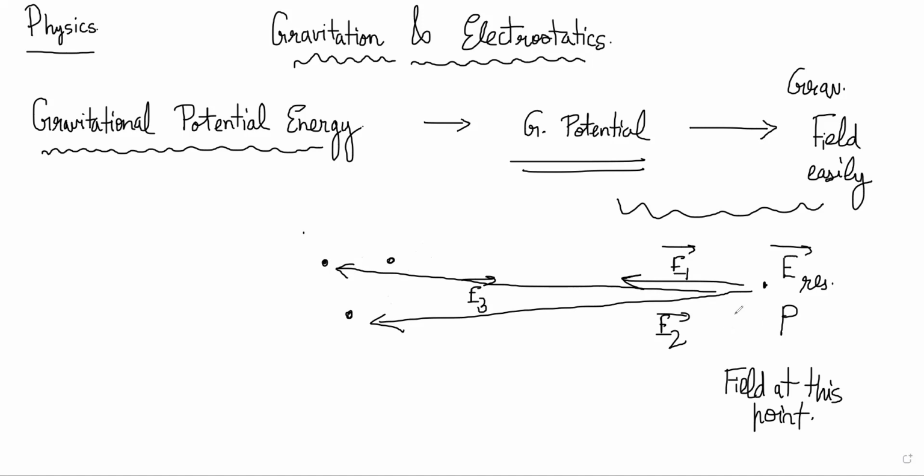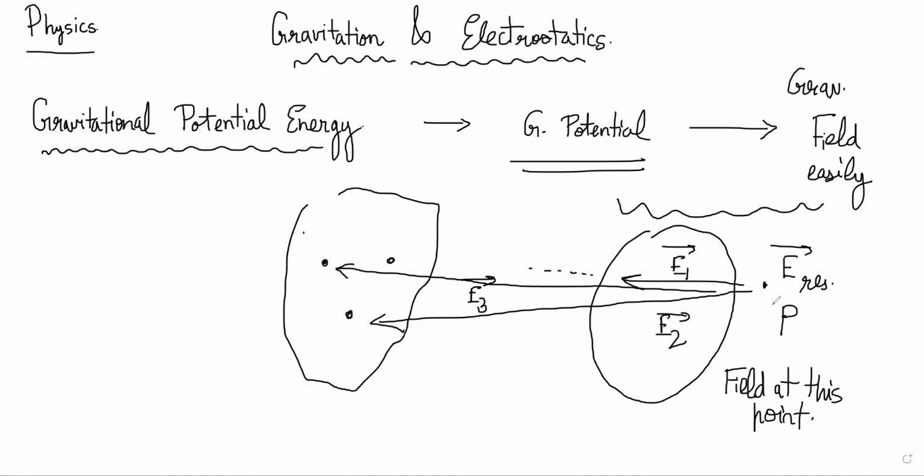The problem is that ultimately you'll have to do vector addition of all of the fields, and vector addition is more complicated because you have to take care of directions. So if there are many particles in a body, then calculation of field is a little difficult because all the time you have to worry about the vector direction of each field. So that is slightly harder.